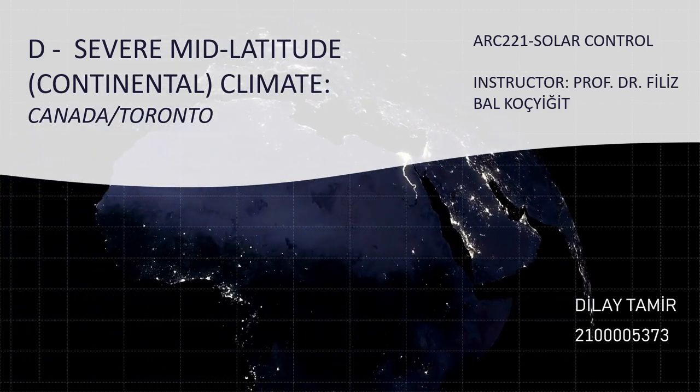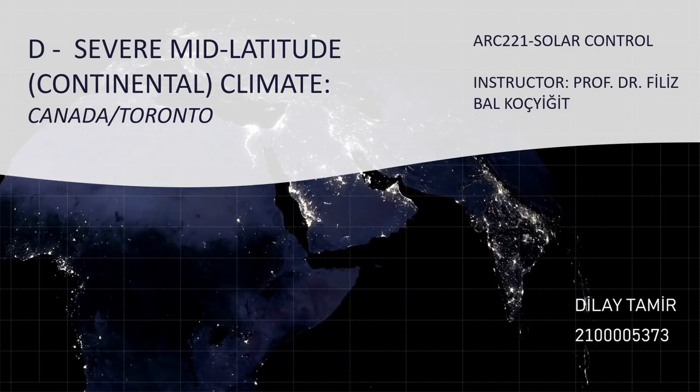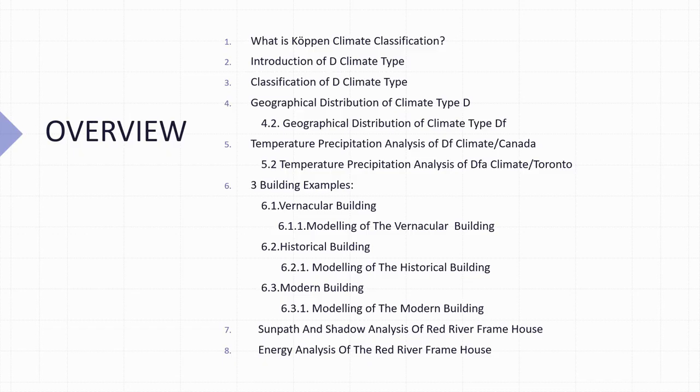Today I am going to talk about several mid-latitude climates. First of all, I will explain the Koppen climate classification, and then I will introduce you to the climate type and classification of it. Then we will talk about the geographical distribution of climate type D, and I will give examples from Canada to explain the temperature precipitation analysis of DF climate. Also, I will give examples from Toronto to show temperature precipitation analysis of DFA climate.